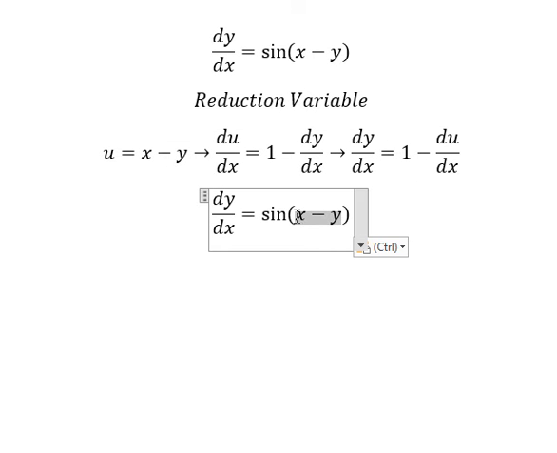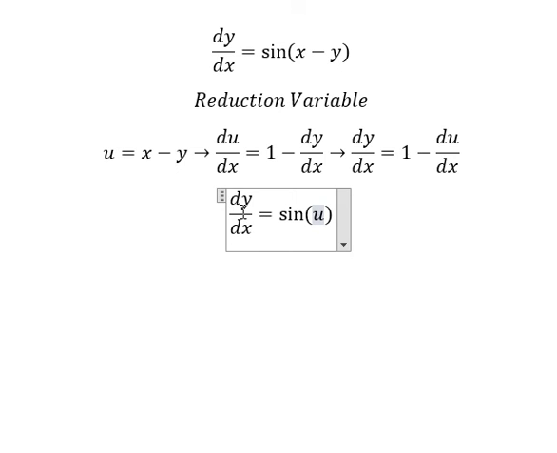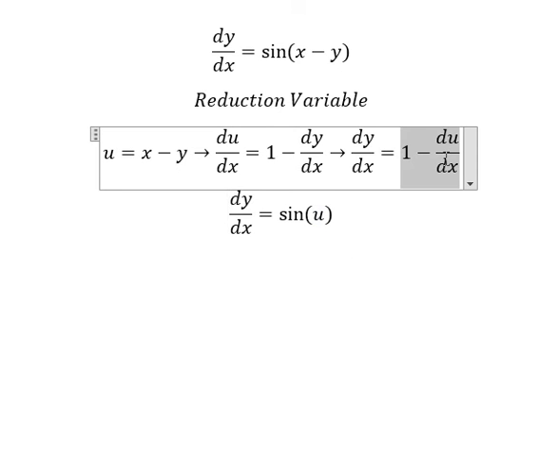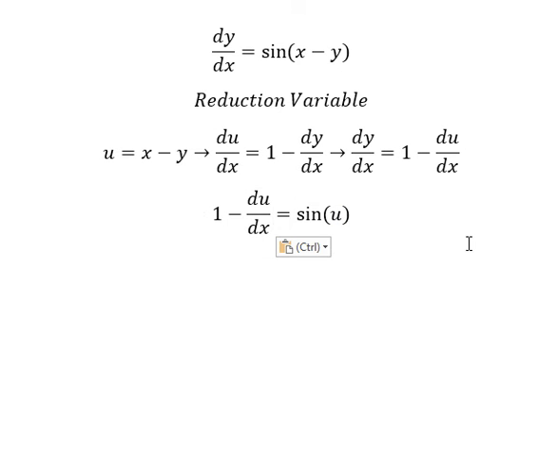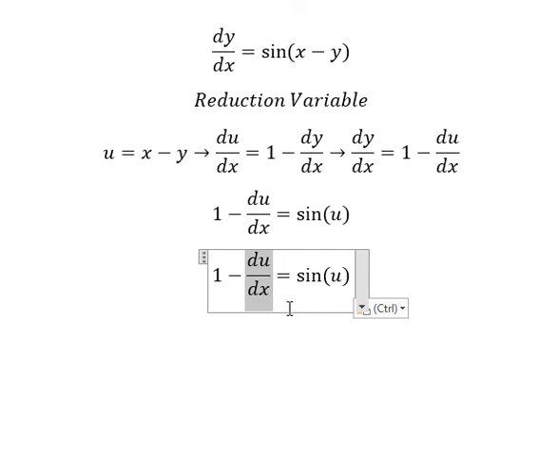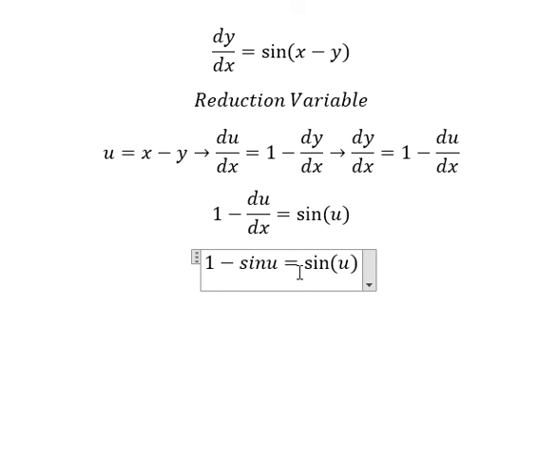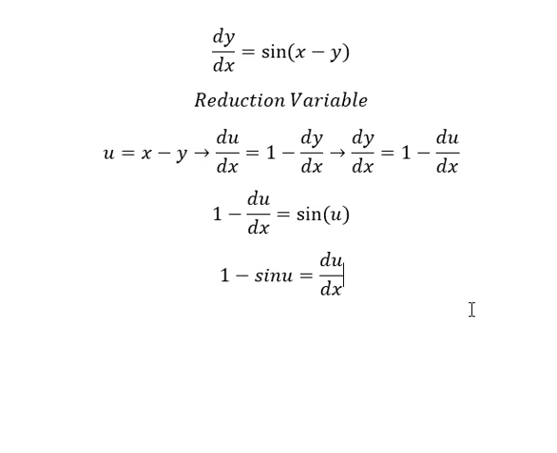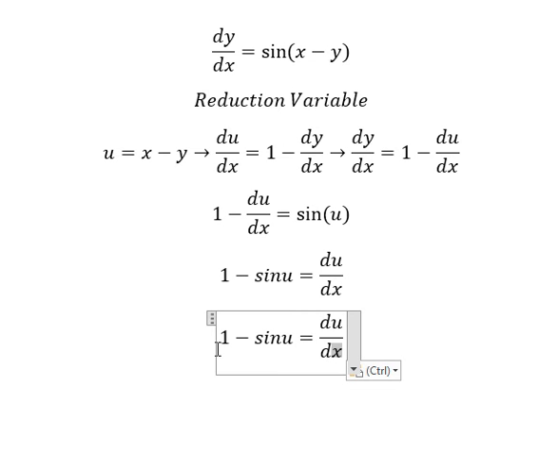So this one we change by u. This one we change by this one. Now I will put this one to the right, this one to the left. Next, the dx goes to the left, 1 minus sin u goes to the right.